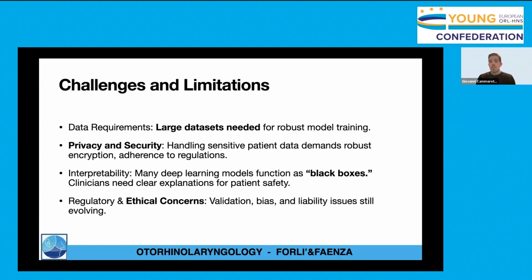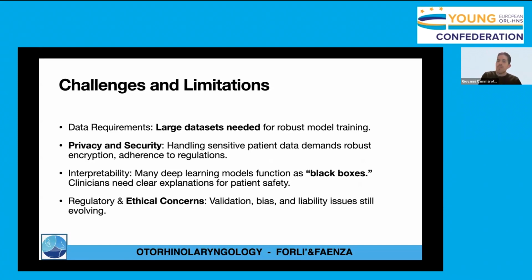So what are the challenges and the limitations at the moment? We need larger data sets to create a more reliable model, which can be machine learning or deep learning. There are still some issues in terms of privacy and security, and there is a big problem called the black box, because sometimes these models give you answers that we don't know where they come from.